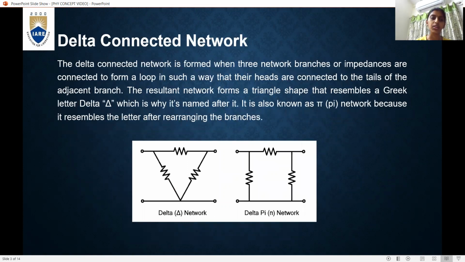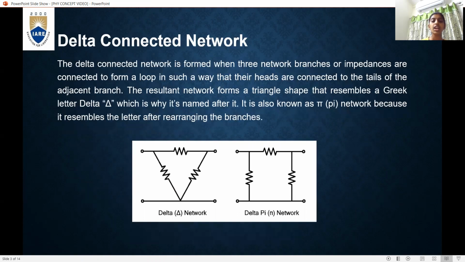Delta connected network. The delta connected network is formed when three network branches or impedances are connected to form a loop in such a way that their heads are connected to the tails of the adjacent branch. The resulting network forms a triangle shape that resembles the Greek letter delta, which is why it is named after it. It is also known as the pi network because it resembles the letter pi after rearranging the branches.